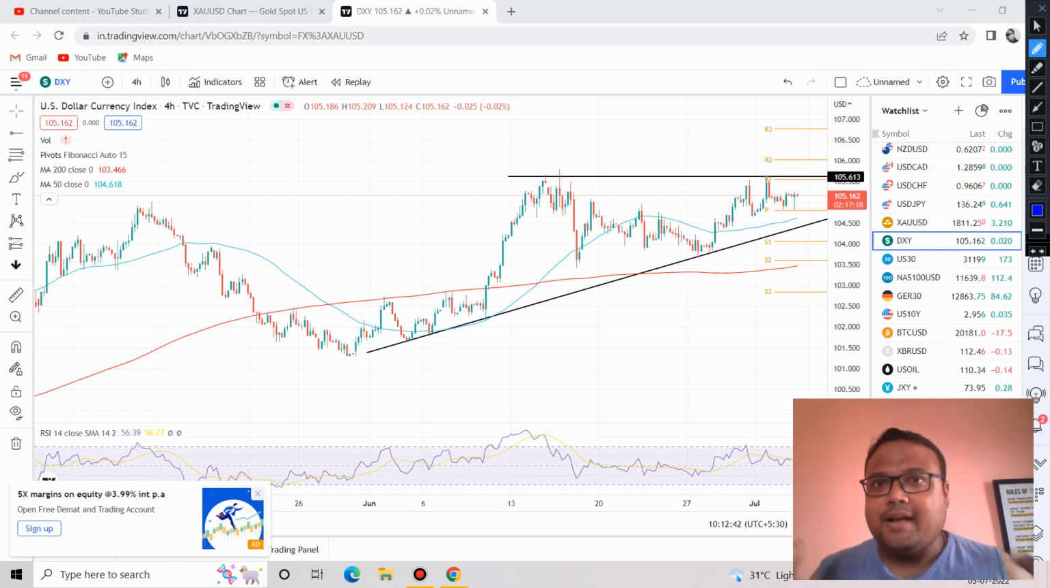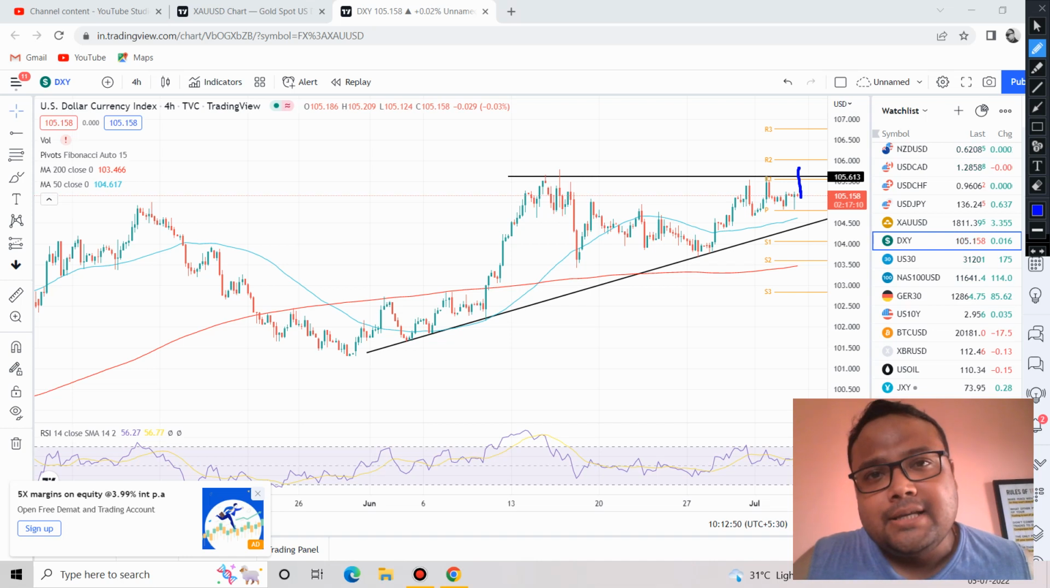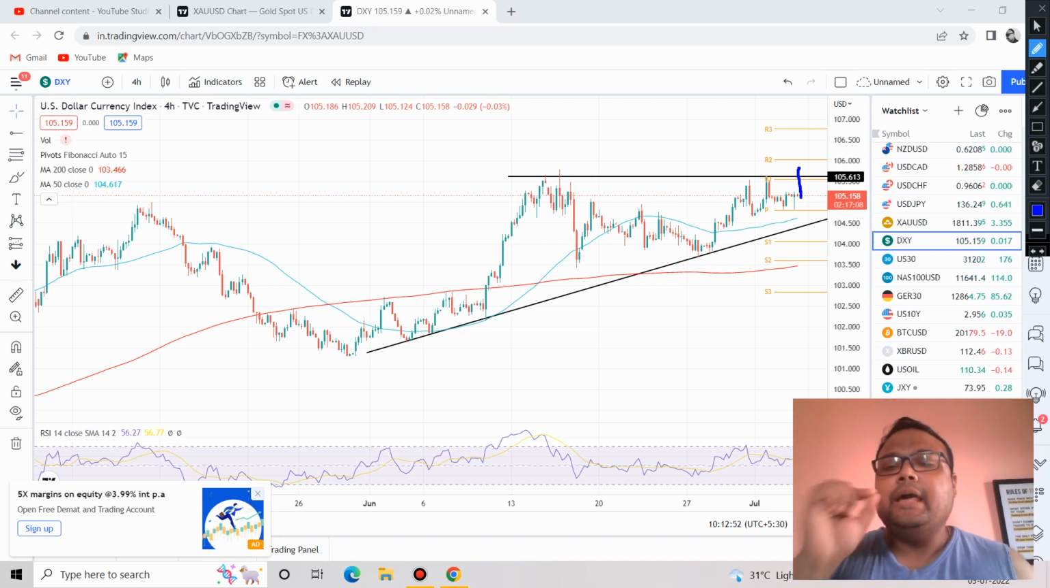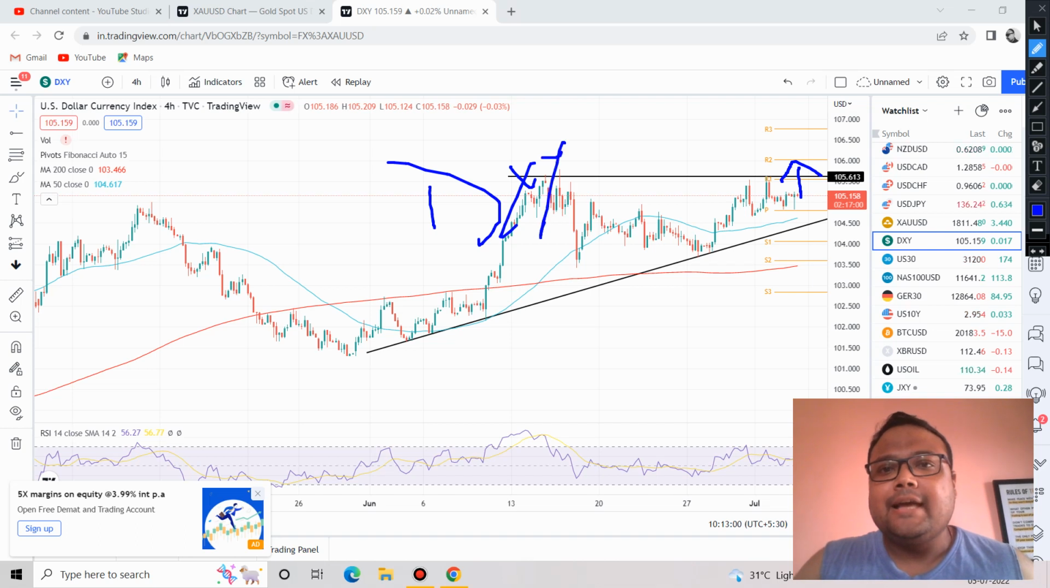Buyers are completely determined to take the market up, and usually in an ascending triangle pattern we see the market breaking the resistance and going up. If the same thing happens on DXY, if we see that the market breaks the resistance and DXY starts flying again, then obviously gold will witness some heavy downfall.